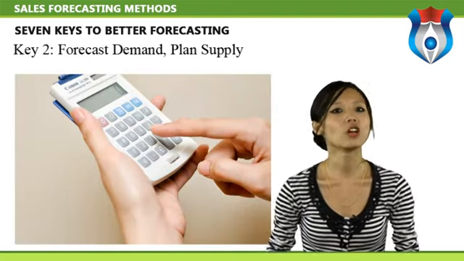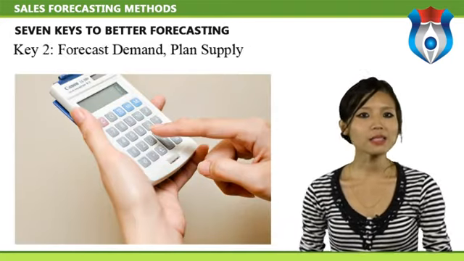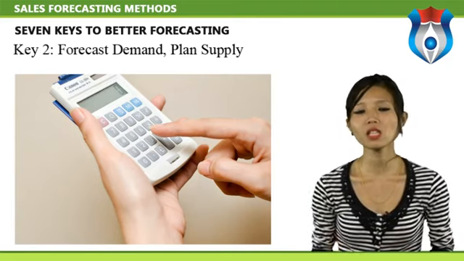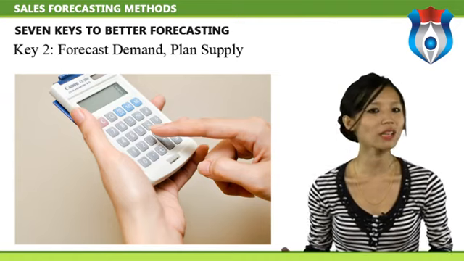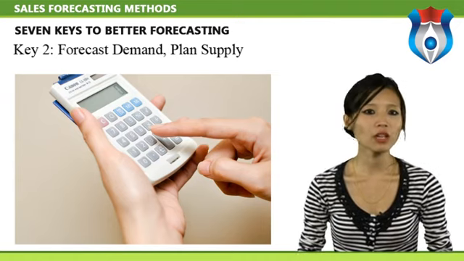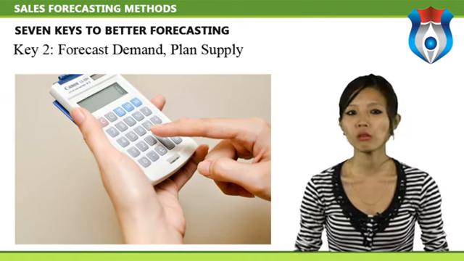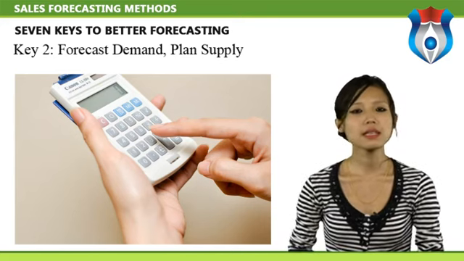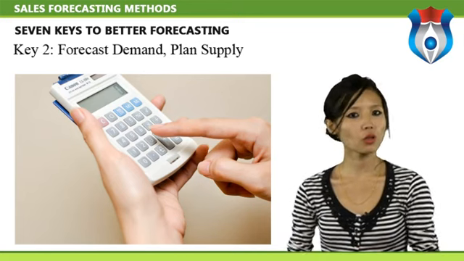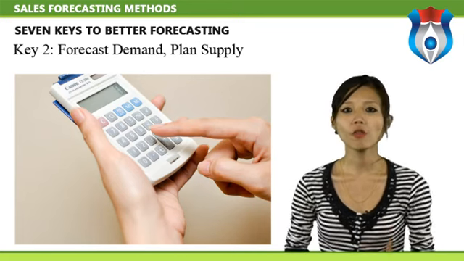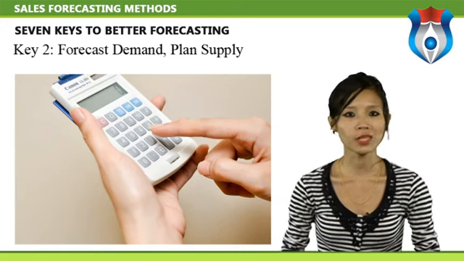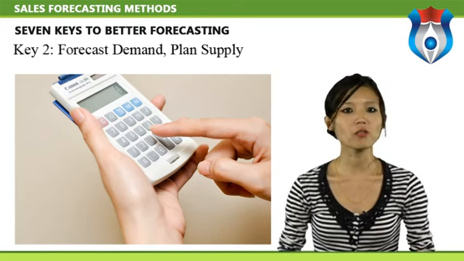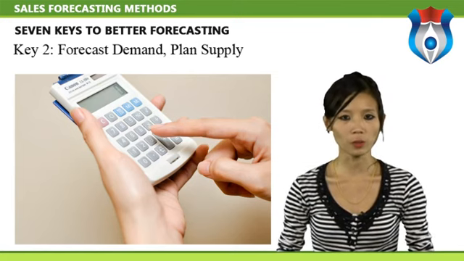Key 2. Forecast demand, plan supply. One mistake many companies make is forecasting the ability to supply goods or services rather than actual customer demand. At the beginning of the forecast cycle, it is important to create predictions that are not constrained by the firm's capacity to produce. Consider the forecaster for a certain product who questioned the company's sales force and learns they could sell 1,500 units per month. At the same time, current manufacturing capacity for that product is 1,000 units per month.